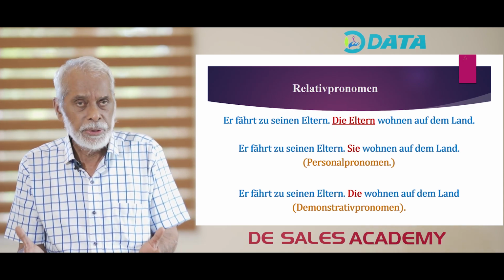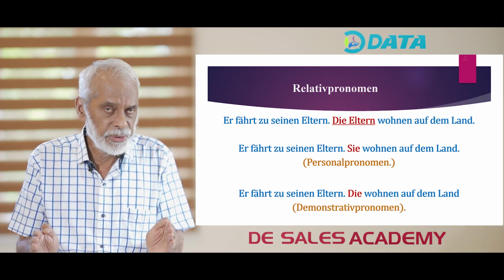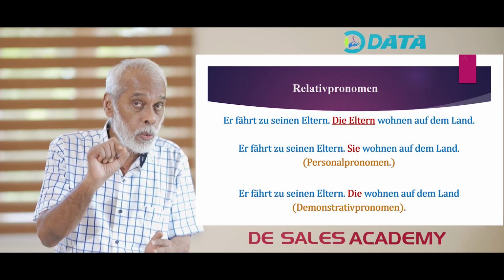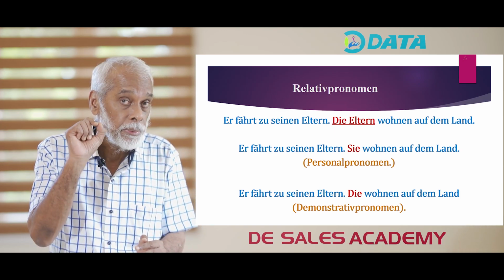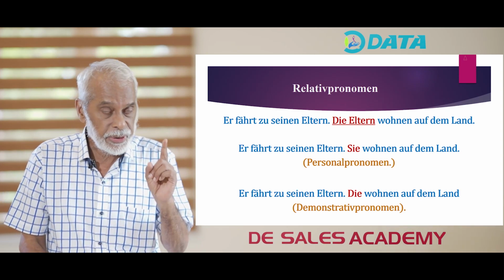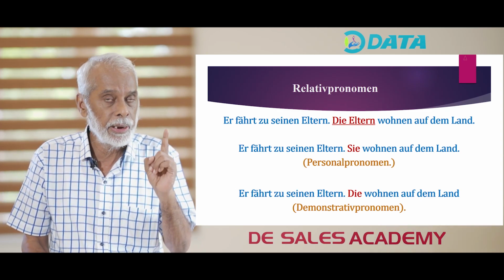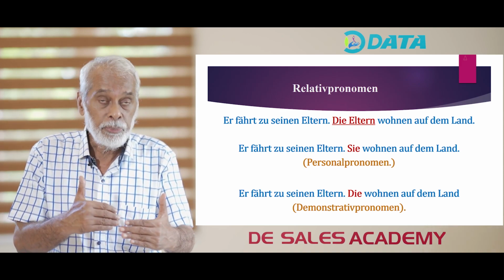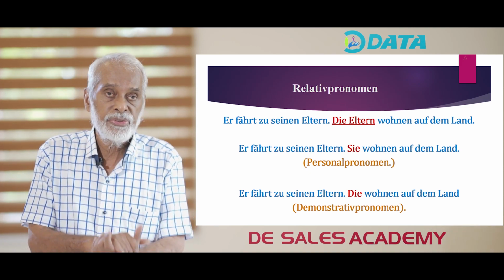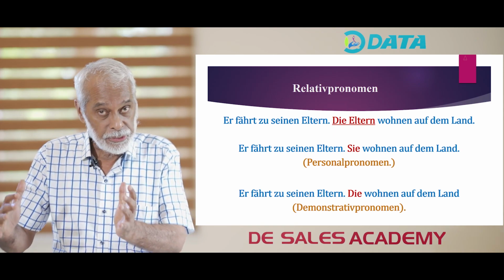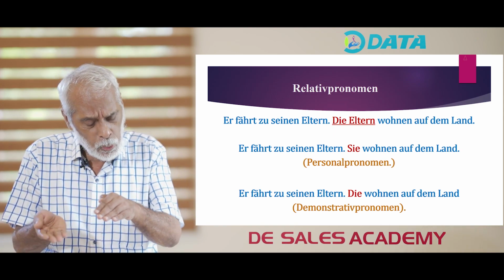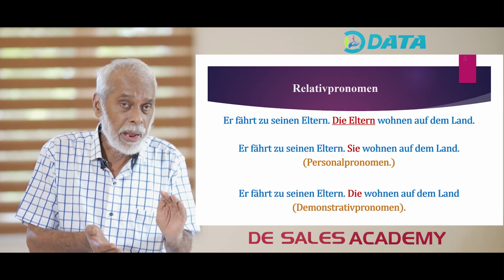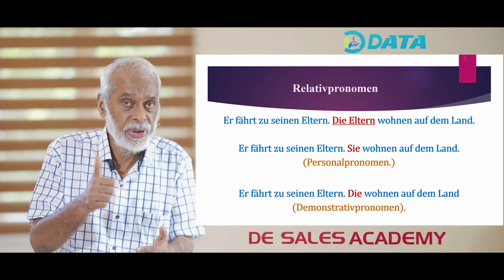Clearly, it gives you more information. That means this sentence gives you more information about the noun Eltern in the first sentence. In the first sentence we have er fährt zu seinen Eltern, and in the second sentence we are telling something more about these parents. Hence, the second Hauptsatz is closely related with the noun Eltern in the first sentence.